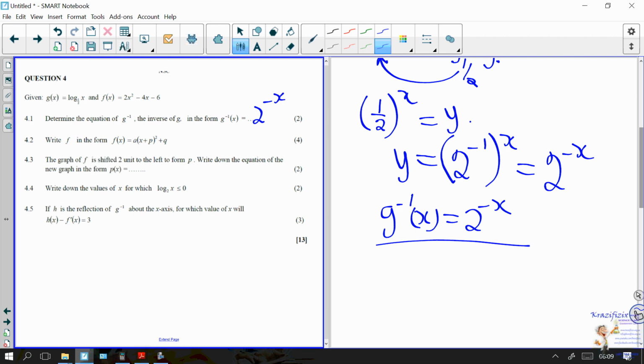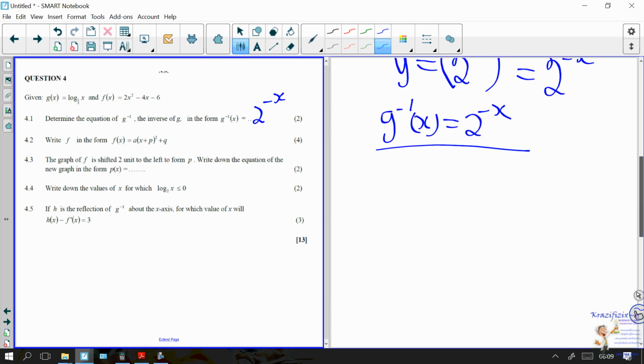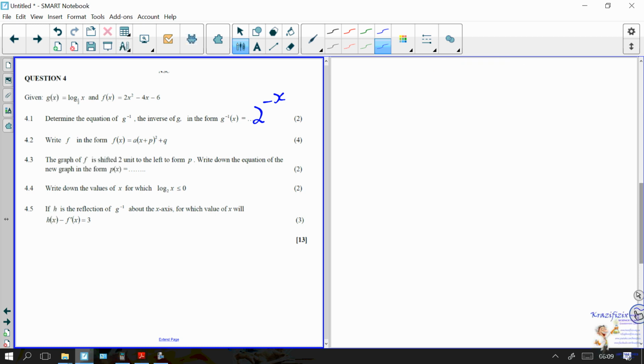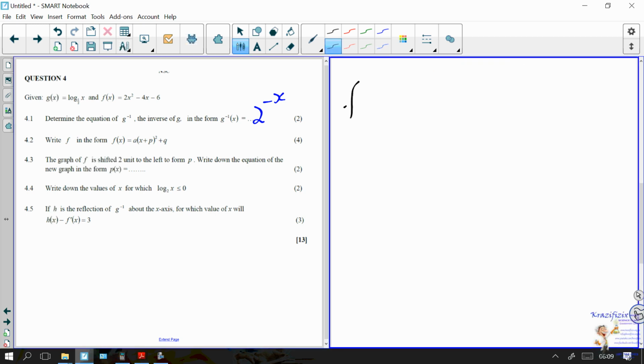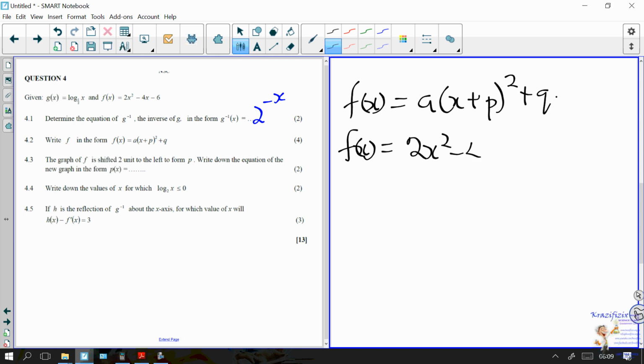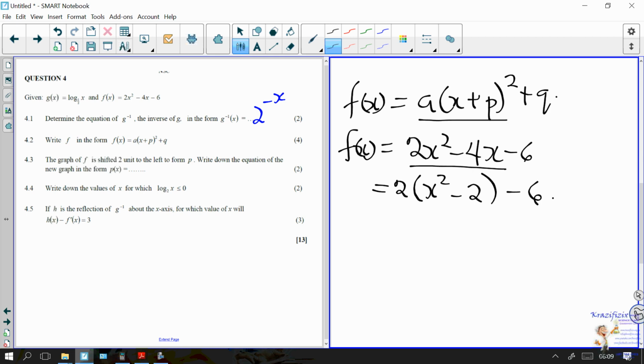All right, write f in the standard form. That is a general formula there, a(x plus p) squared plus q. Quickly, how do we do this? Given my f of x as 2x squared minus 4x minus 6. What do I need to do here? I need to group this. I'm going to group this, and what do I have? 2x squared minus 2x, and then minus 6.